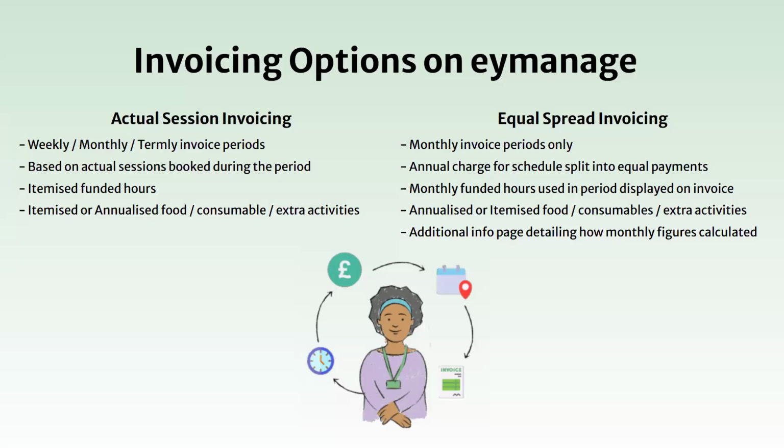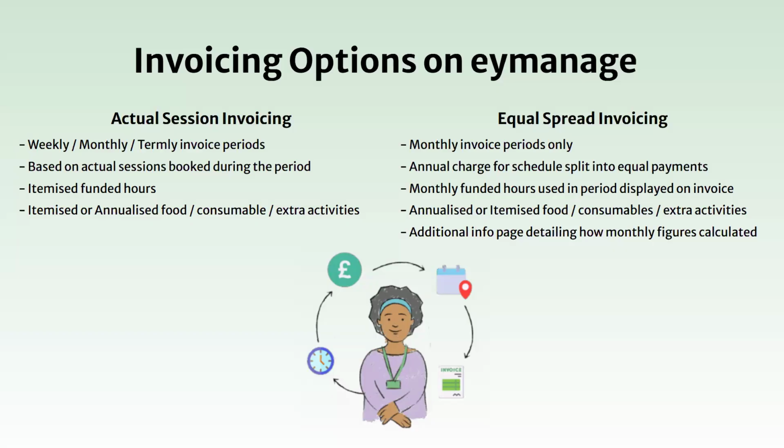Just for clarity purposes, let's run through these invoice options in a bit of detail, starting with the actual session invoicing on the left-hand side table that we see. With actual invoices, you've got the option here to generate invoices on a weekly, a monthly, or a termly period. And the invoices generated in that structure are based on the actual sessions scheduled against the child's profile within the billable period.